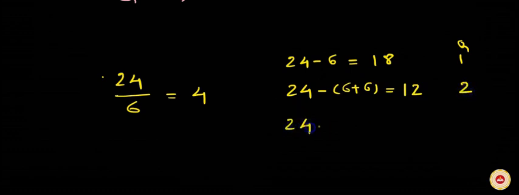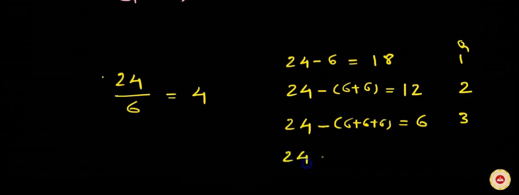Now 24 minus 6 plus 6 plus 6. That means you are subtracting 6 from 24 3 times. 6 plus 6 plus 6 is 18. So 24 minus 18 is 6. Write quotient 3 here because you have subtracted 3 times.